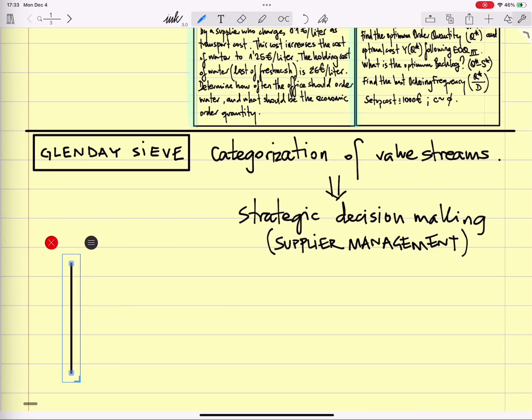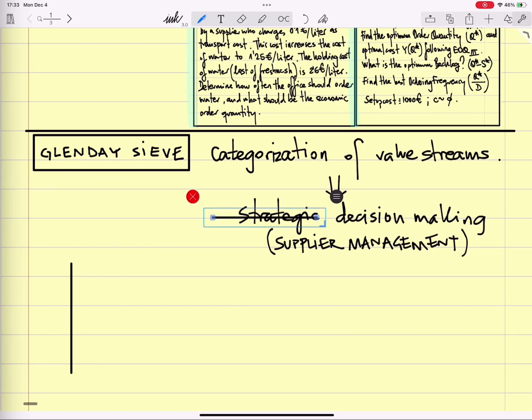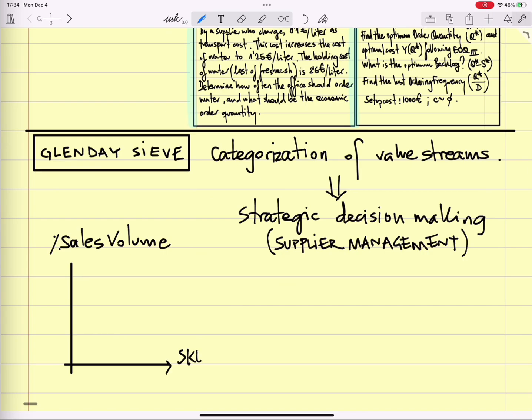We look at this from 2 perspectives. The first one is the percentage of sales volume. And these are the SKUs. SKU, you know what it is, right?